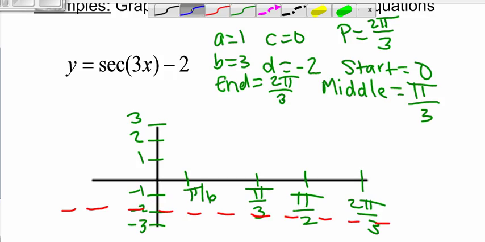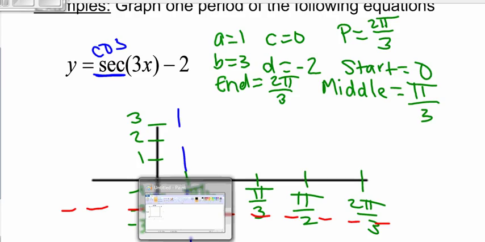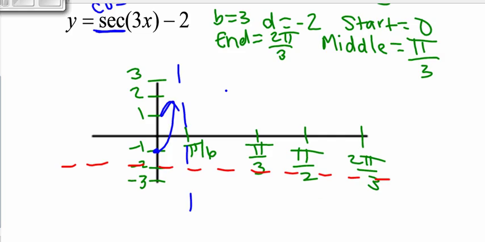Okay, and then I shift my graph up and down 1. We're doing secant, which is opposite of cosine. And cosine at 0 is normally 1, which means I'm going to go up 1 from my center line and have a point. Then I have an asymptote. And it's going up. Okay, and then on the next one, I'm going to go back to my center line now, and it normally goes down.